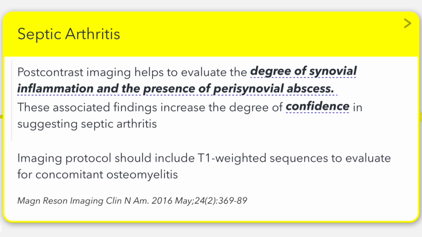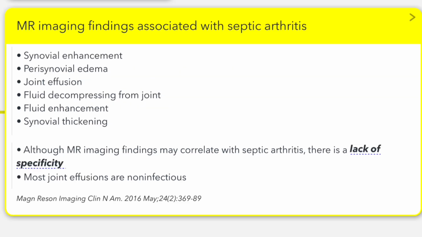It's essential to include T1 weighted sequences in the imaging protocol to evaluate for concomitant osteomyelitis, which can coexist with septic arthritis.